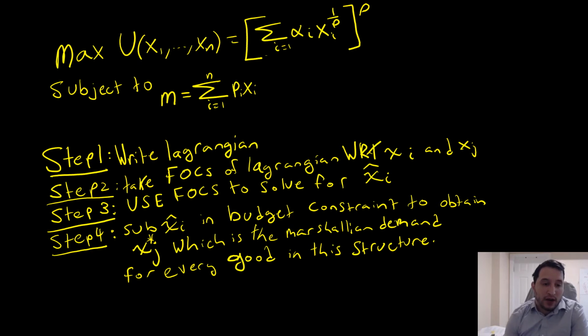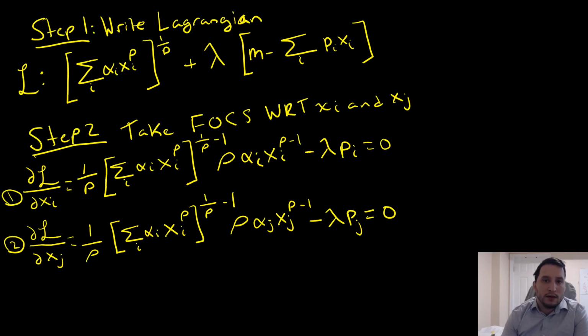So we're going to write a Lagrangian. We're going to take the first order conditions of our Lagrangian with respect to xi and xj. We're going to use our first order conditions to solve for this x hat term. We're then going to sub this x hat term into our budget constraint to obtain xj, which is the Marshallian demand for every good. So step 1, we're going to write our Lagrangian.